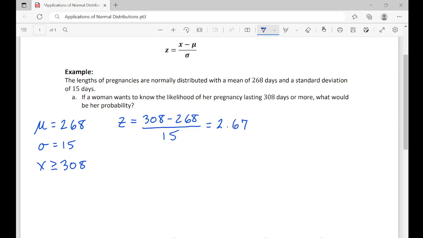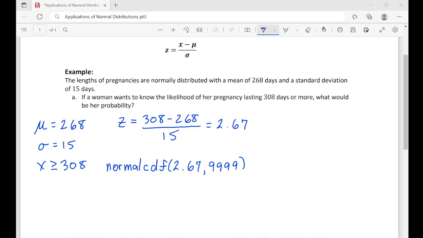Now that we know what z is, and we want it to be more than 308, which means more than 2.67, we're going to put it into normal CDF. And we're going to start off with 2.67 because we want to go more than that. So we're going to pick an arbitrarily large positive number, so quadruple nines. And we're going to let the calculator do that work for us.